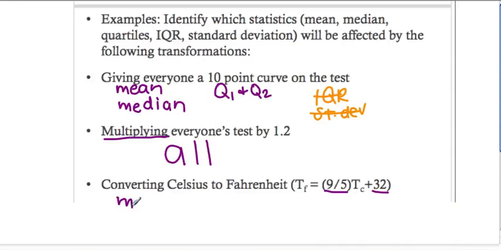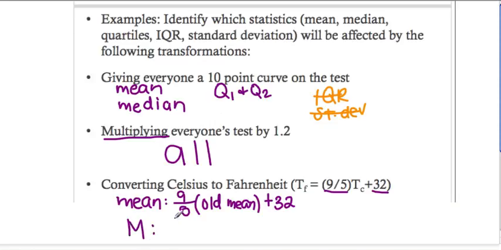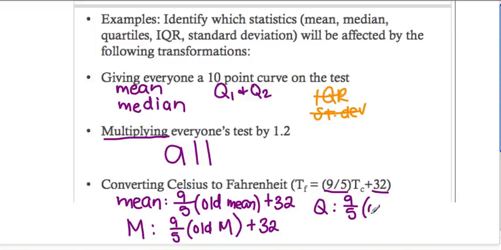For the mean, the new mean is going to be affected by both. So it's going to be 9/5 times the old mean plus 32. Because multiplying and adding both affect the mean. Same thing with the median. It's going to be 9/5 times the old median plus 32. And that's going to be the same for the quartiles as well. The quartiles are going to be 9/5 times the old quartiles plus 32.